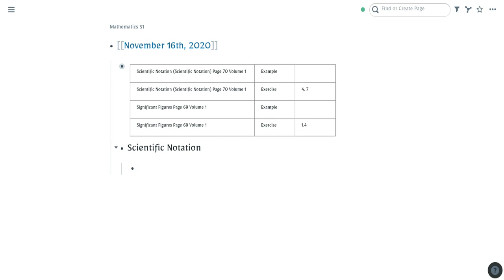Right, so if you have volume 1, please go to page 70 for me. Volume 1, page 70.